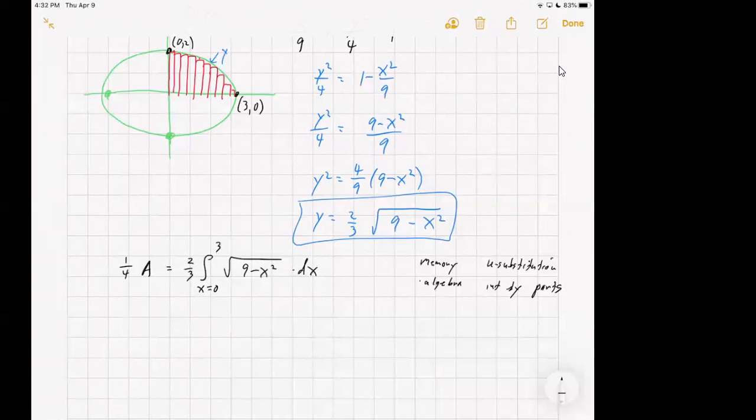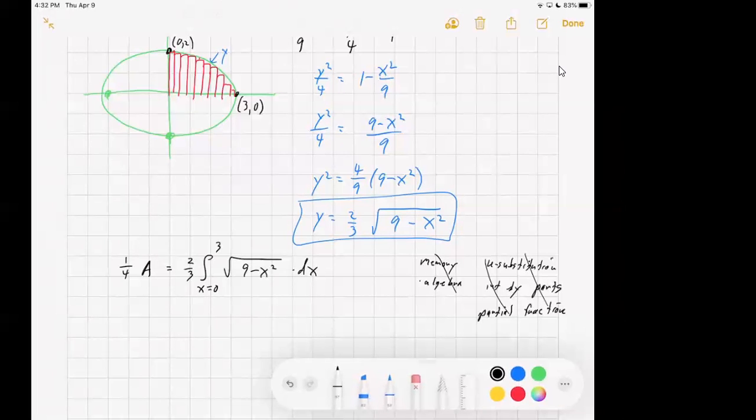It's clearly not a trigonometric expression, so we can't use the methods of the last part, and it's not a partial fraction problem. To use partial fractions, there would have to be a rational expression. So everything that we know is off the table. We need a new trick. Here's the new trick.